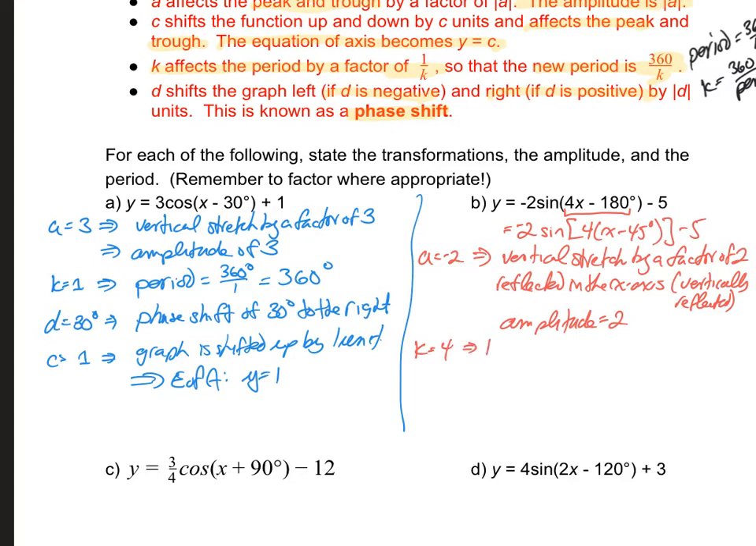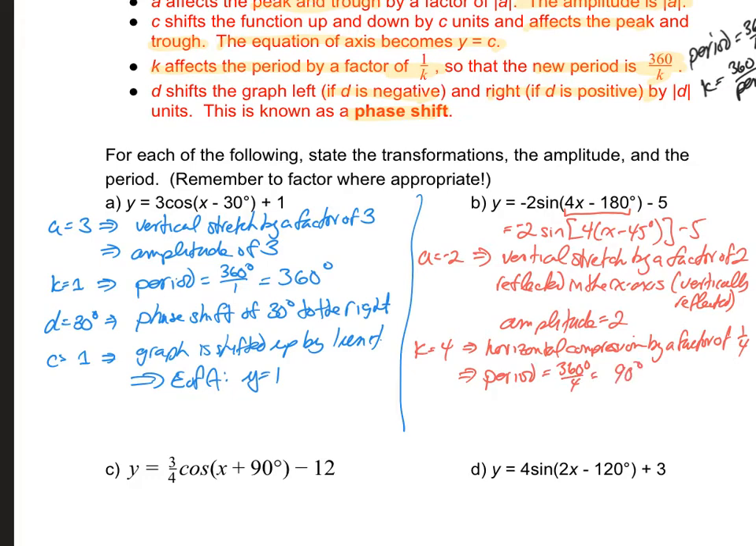So this applies a horizontal compression, because it's going to be 1 over k, so it's less than 1. And so here the factor is by a factor of 1 over 4, so 1 over k. And as it pertains to sinusoidal functions, we need to figure out what the period is. So the period is going to be 360 degrees divided by 4, which in this case is 90 degrees.